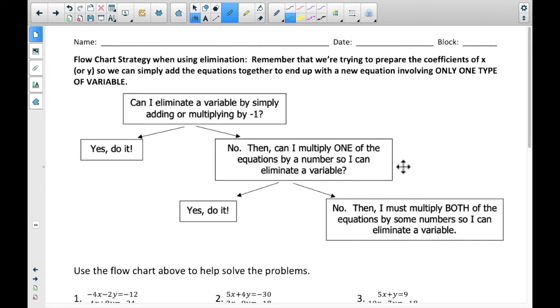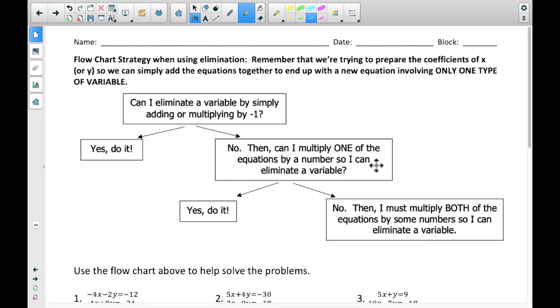So on the back page, they give us a little flow chart. And sometimes I think flow charts are kind of confusing. But if you think about it as a decision tree, it actually is pretty helpful. If you can eliminate a variable by just adding them together or multiplying by -1, then do that. Just add them together, or just multiply by -1. That's super easy, so if you can, then sure, do that. But if you can't, you have some other options.